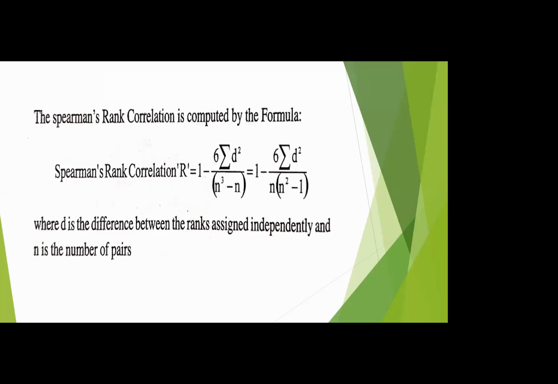This is also very easy to find out. The Spearman rank correlation is 1 minus 6 into sigma d square divided by n into n square minus 1. This d is the difference between variable x and y. So d is the difference obtained between the two variables, and n is the number of pairs.